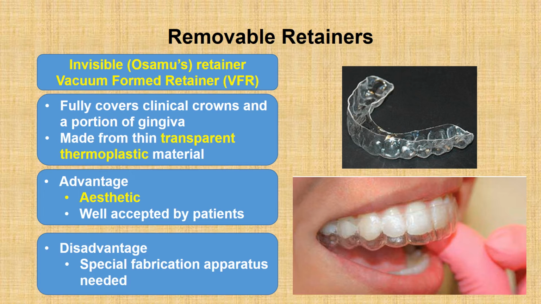Okay, another form of removable retainer, which is now gaining in popularity, is the vacuum form retainer, also known as the invisible or Osamu's retainer. It fully covers the clinical crowns and a portion of the gingiva. It is made from thin transparent thermoplastic material. The advantage, obviously, is that it is very aesthetic and well accepted by patients. A disadvantage is that it also requires a special fabrication apparatus.